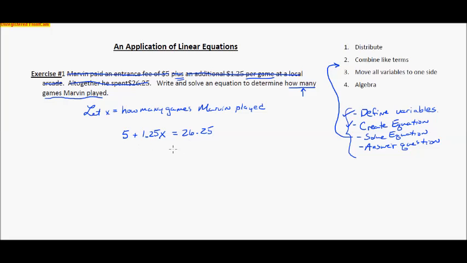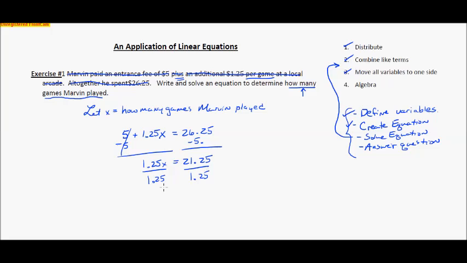So no distribution. There's no like terms to combine. All my variables are on one side. So really, boom, boom, boom, those are done. I just have to do my algebra. So I'm going to take away 5 from both sides of the equation. And remember, the decimal gets lined up when you subtract numbers like this. So that goes away over there. I get $1.25x, comes straight down. I bring my equal sign down. And when I subtract these, I get 21.25.